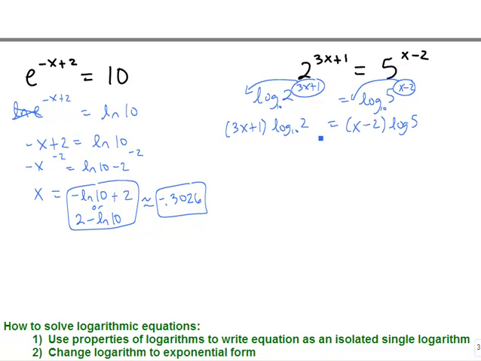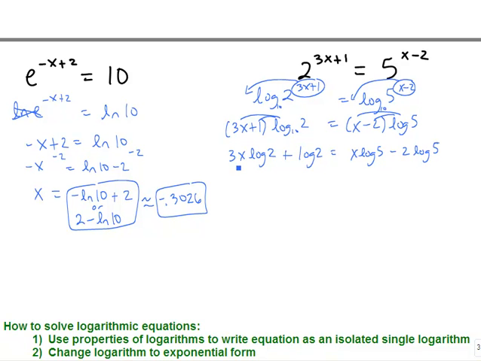Now in this case, again, you could do some division, but because we have x's on both sides, what I like to do is get rid of those parentheses first by just distributing my logs across. So 3x log of 2, you could just write it like that. There's no simplifying that you can do to that. And then 1 times log of 2 is going to stay log of 2. On the right side, we have x times log 5 minus 2 log 5.